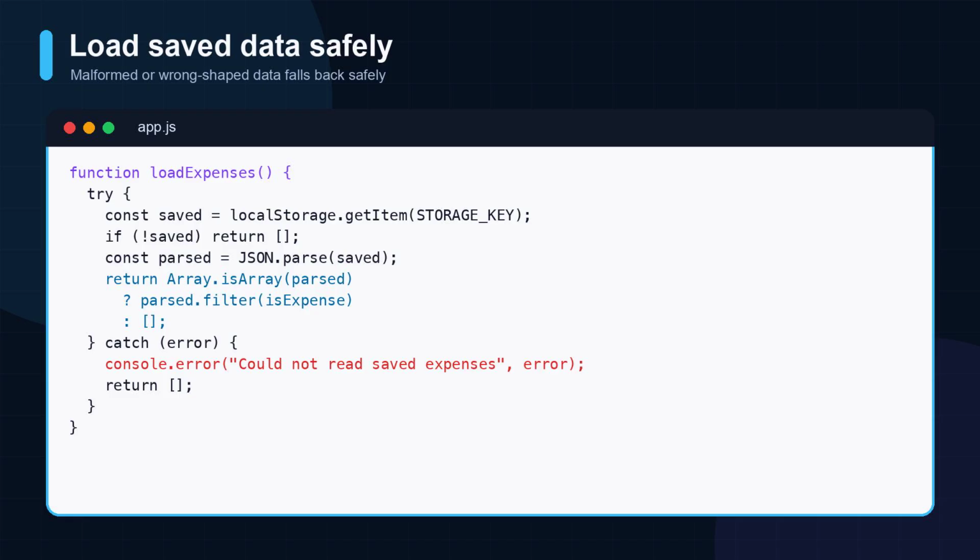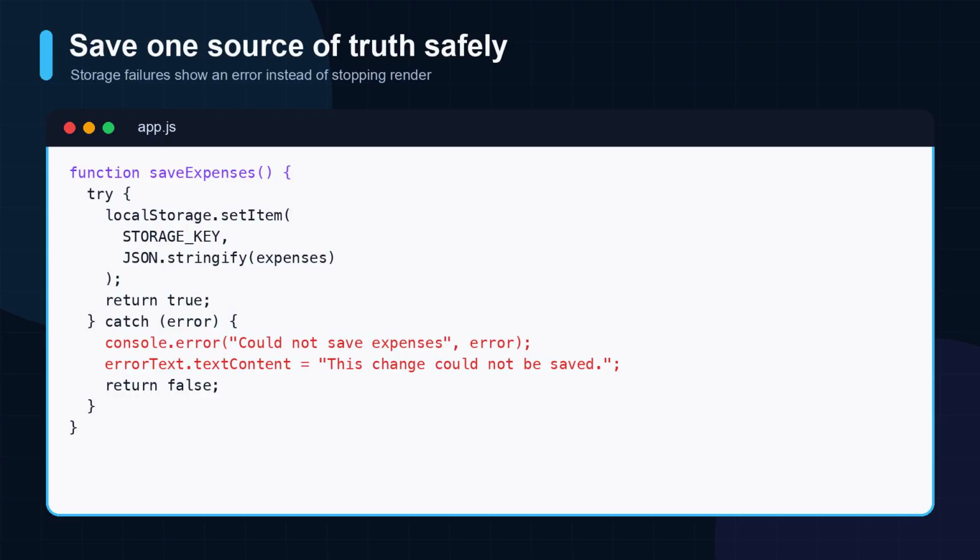Load saved expenses inside try catch. Local storage may be empty or old data may be invalid. If parsing fails, log the problem and safely start with an empty array. Saving is the opposite operation. JSON stringify converts the expenses array into text, and local storage keeps that text under one stable key.